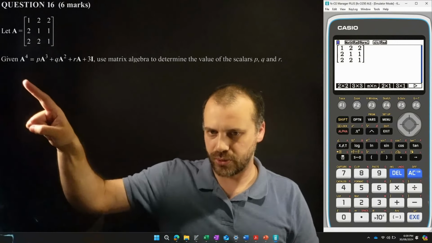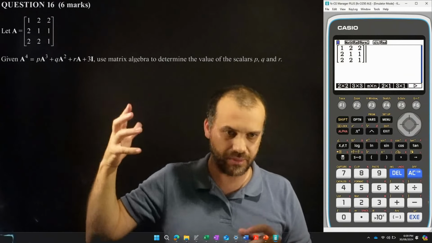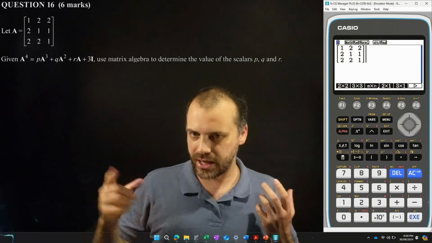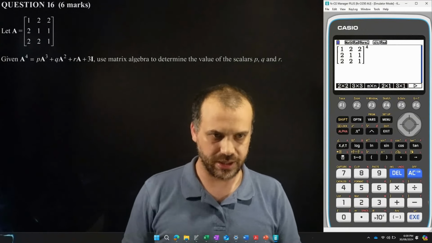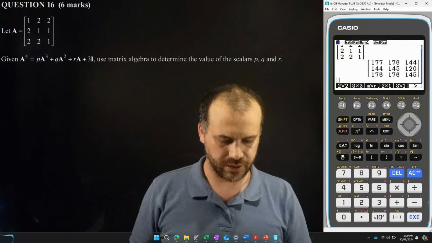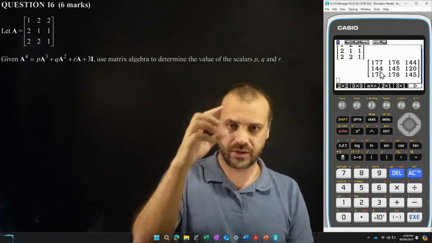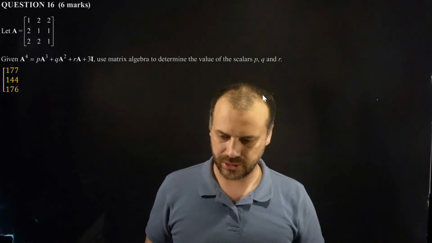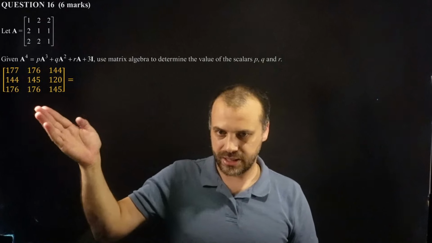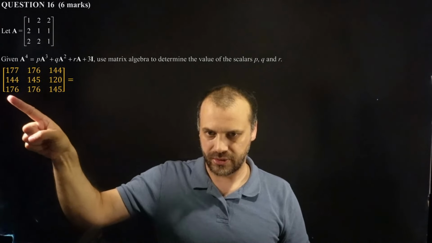And I'm told this equation, given A to the power of 4 equals P times A to the 3, and so on. So I'd like to know what A to the 4 is so I can put it into this equation. So what is A to the 4? All right. So there's A to the 4. That's a really big thing. Now, I pre-prepared some stuff, so I don't have to write all of this down. Let's go with a little bit of animation. There is A to the 4. Okay, so I'm told A to the 4, and there's A to the 4.